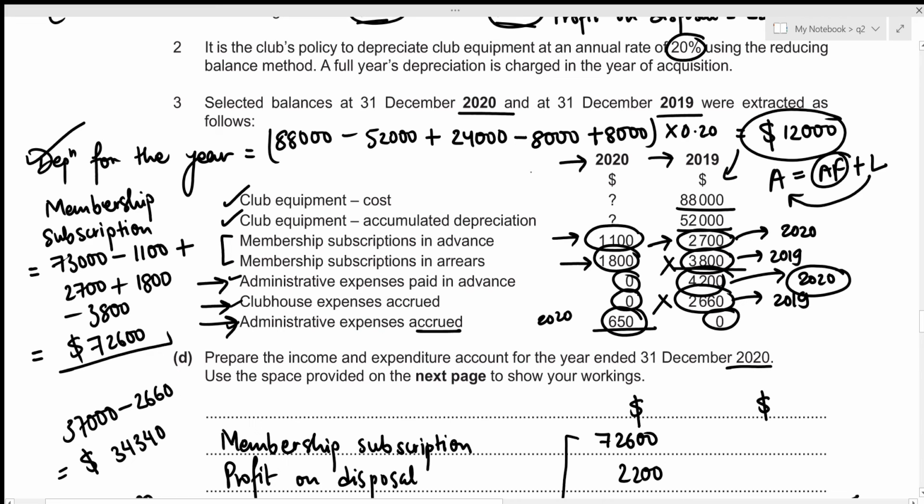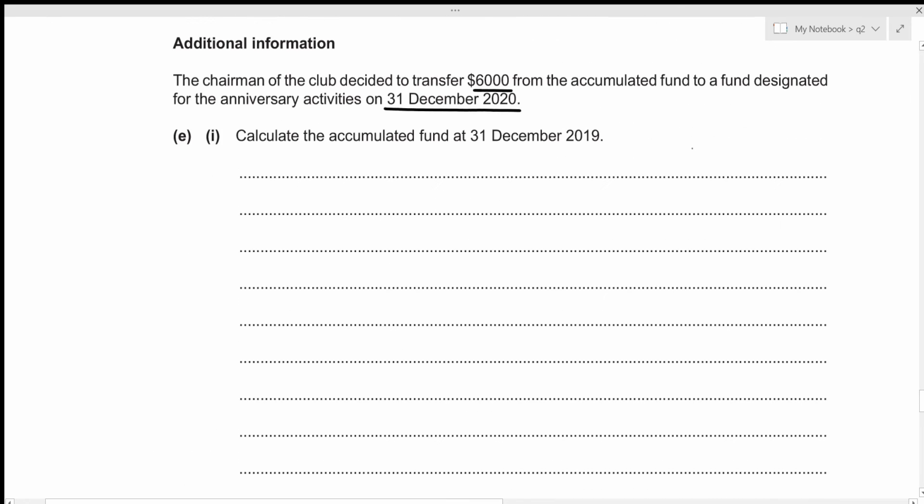So let's write down the first asset, which is club equipment. And we are given the cost and accumulated depreciation, but remember that we need to include its net book value, right? So that's going to be 88,000 minus 52,000, which results in the net book value to be 36,000. So we'll be starting with this asset amount of club equipment. Let's write it down. So the very first thing we have is our club equipment with the value of 36,000. Okay.